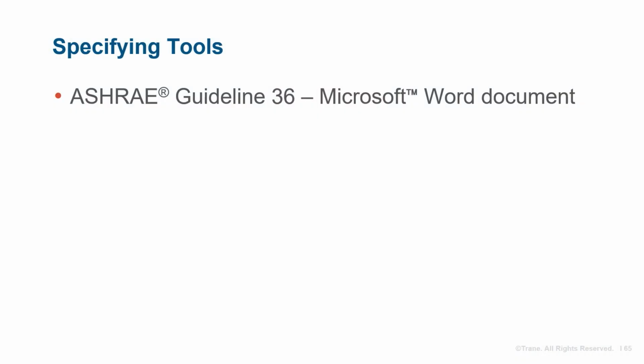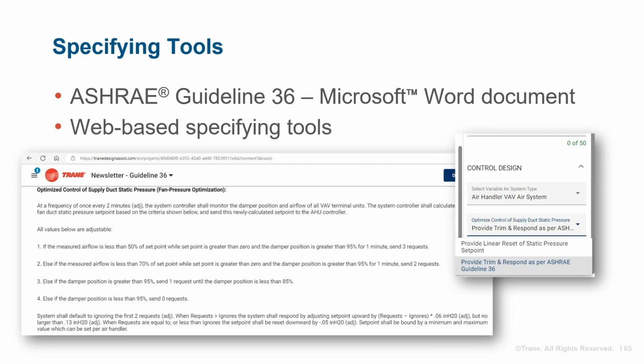There are some tools available to help in specifying ASHRAE Guideline 36. When the guideline is purchased, the purchaser receives a Microsoft Word version of the document that can be used to copy and paste guideline text into the purchaser's specifications and plans. There are also several free web-based tools, including Trane Design Assist, that can be used in the creation of specifications using ASHRAE Guideline 36 concepts. It's recommended that designers purchase a copy of the guideline before using these tools.